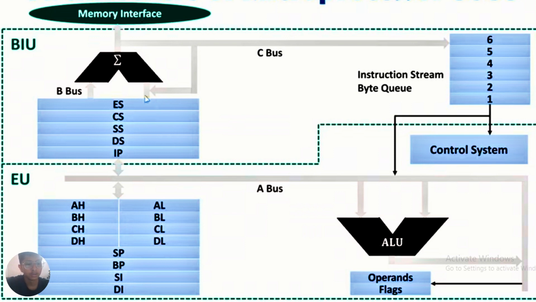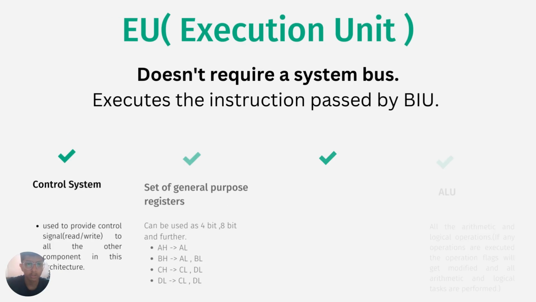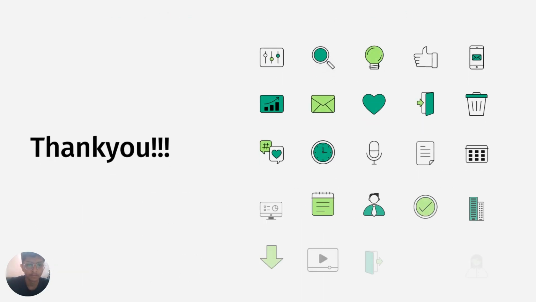Now we come to the ALU part. The ALU is basically the reflection of the basic arithmetic and logic unit. And the control system is basically the most major part of the whole 8086 microprocessor. So that was all about it.